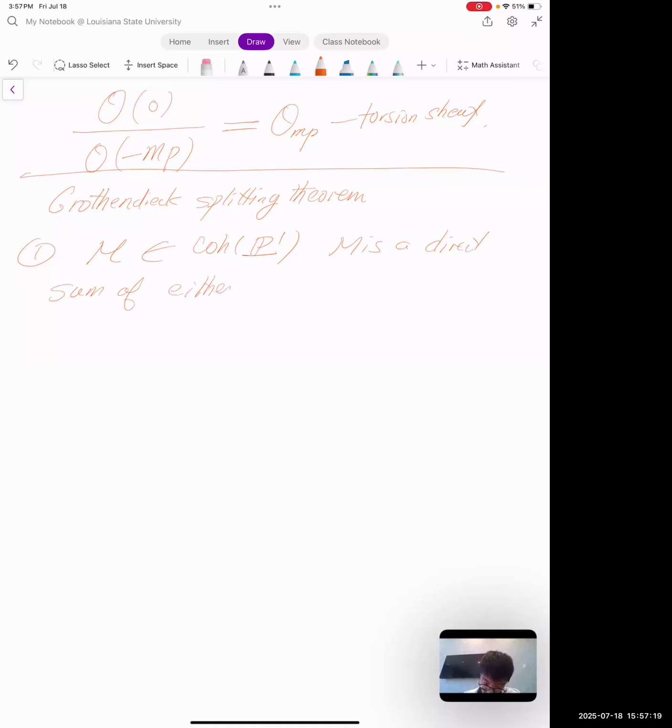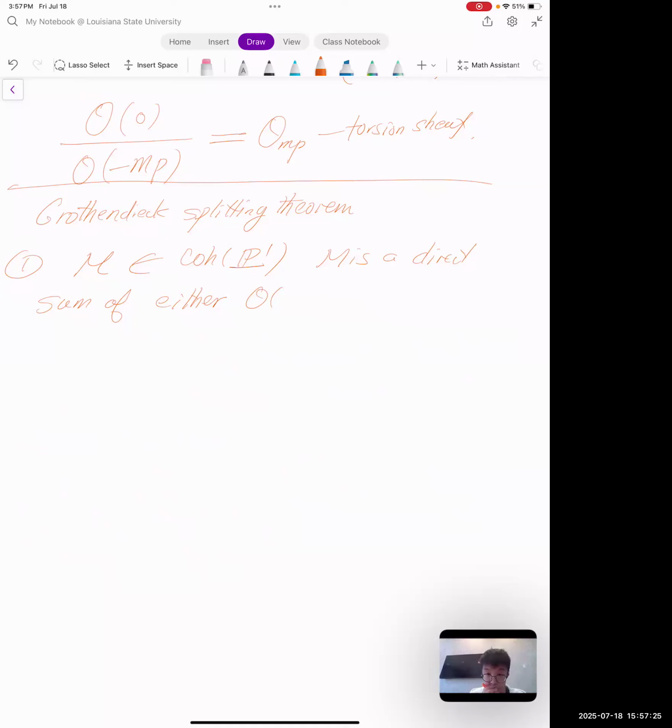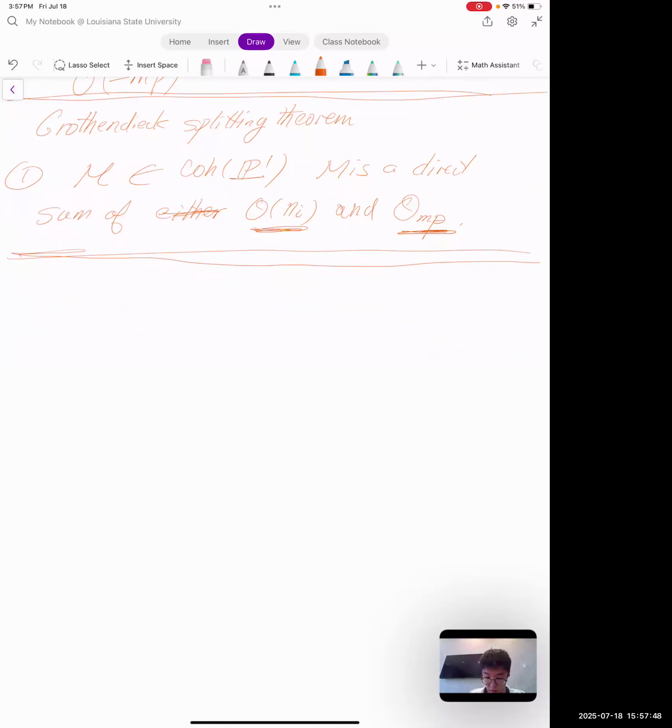Either the twists O(n), with different n, maybe O(n_i), or the torsion sheaves O_{n,p}. The first serve as the free modules, and the second serve like the torsion modules. So this is one result I think might be interesting to know, which is a generalization of the PID structure theorem about coherent sheaves on P1. They can only be line bundles and also torsion modules of multiplicity n at the point p.